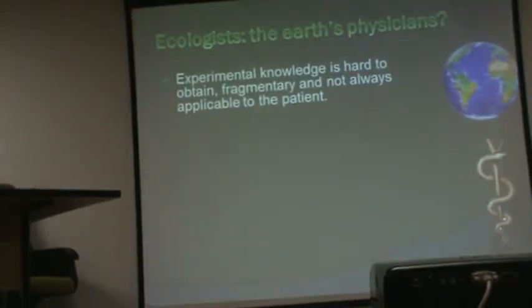First of all, experimental knowledge is hard to obtain, it's fragmentary, and it's not always applicable to the patient. In medicine, there's actually a lot of experimental work done, right? But it's typically done via population-level studies, double-blind experiments. We know that sort of thing. And of course the effects are always going to be statistical, right? It's going to raise the probability; this might lower your blood pressure, and so on. But if it doesn't, it's because you were different, right? Same problem in ecology. Now ecology is much harder to do experiments for, for all the reasons that we know. But even when you can do experiments, you have fundamentally a very similar problem.